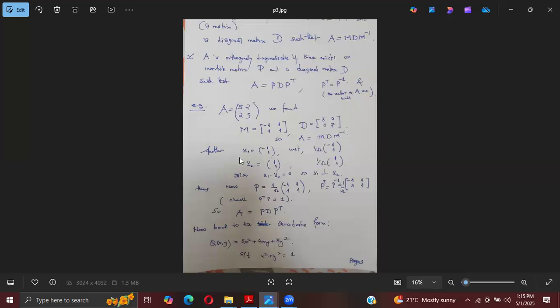V1, the length of V1 is minus 1 squared plus 1 squared. It gives me root 2. So the length of this vector, or the size of this vector, is the square root of 2. How do I make it a unit vector? I divide by the square root of 2.